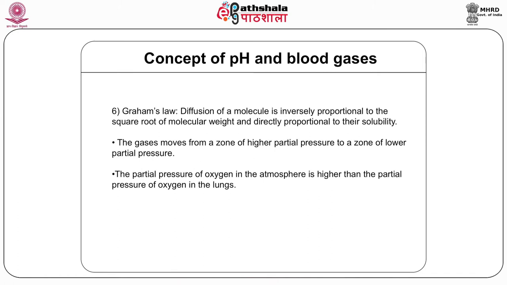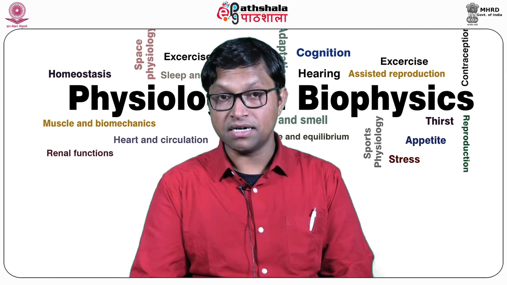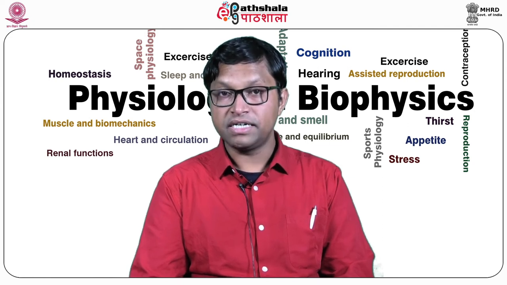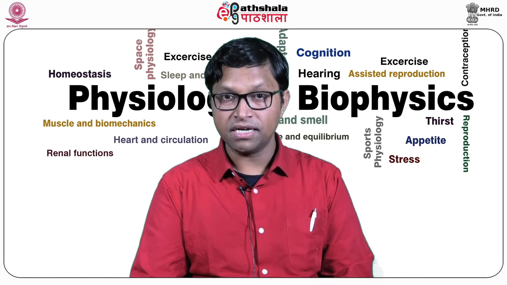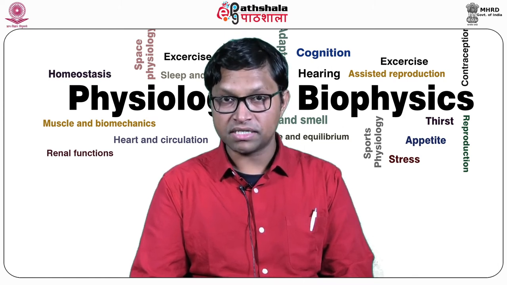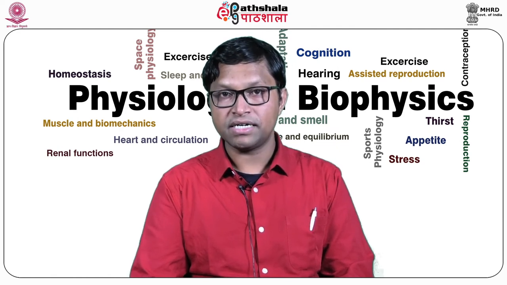Thus, we are trying to understand that the partial pressure of oxygen in the atmosphere is higher than the partial pressure of oxygen in the lungs. The smallest unit of exchange of gases in the lungs is the alveoli. The deoxygenated blood comes by the pulmonary artery to the alveoli, and the oxygenated blood passes out of the alveoli via the pulmonary vein.